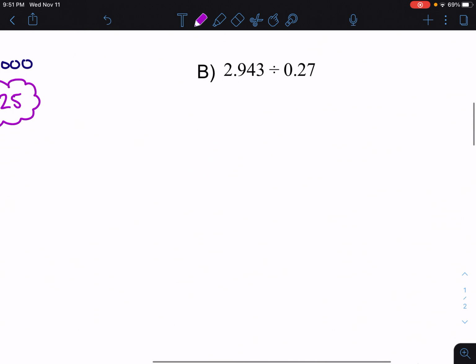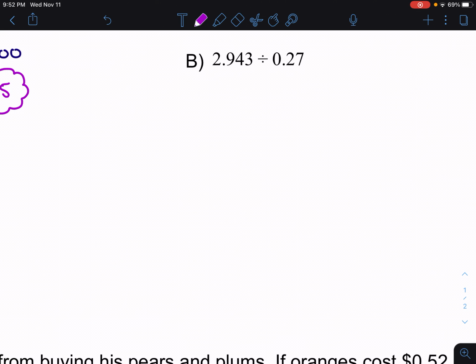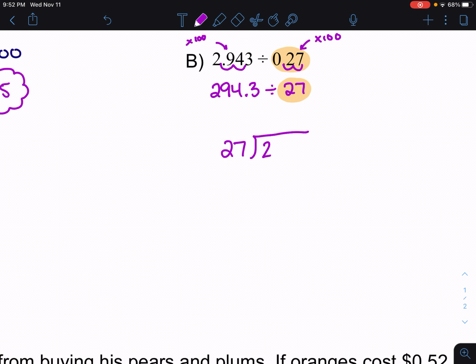Okay, one more question over here. This one I want to multiply by 100 to move the decimal place twice. So 1, 2, 1, 2. So 294.3 divided by 27. And again, my primary focus was to make this number the whole number. So 27 into 294.3.